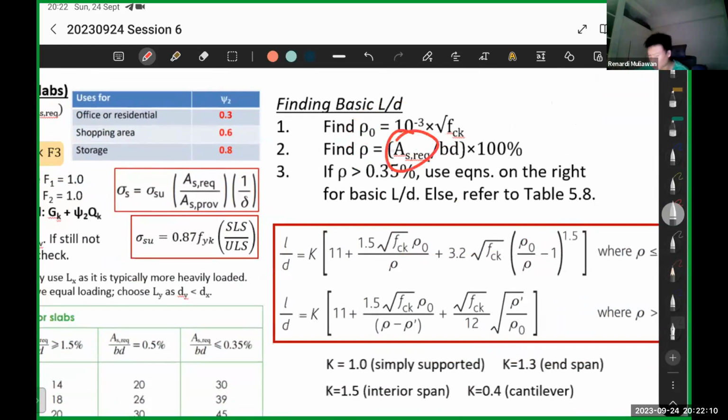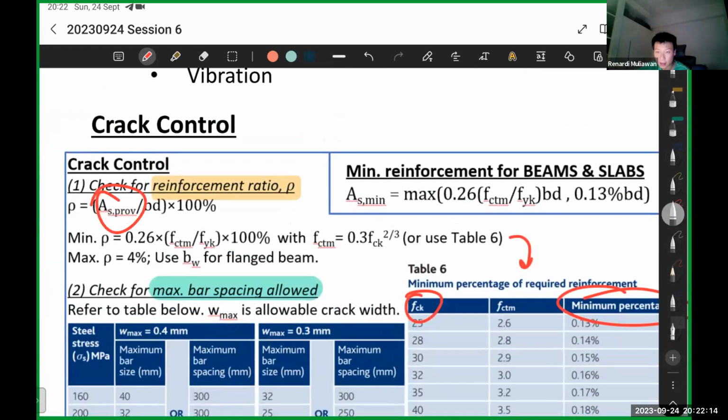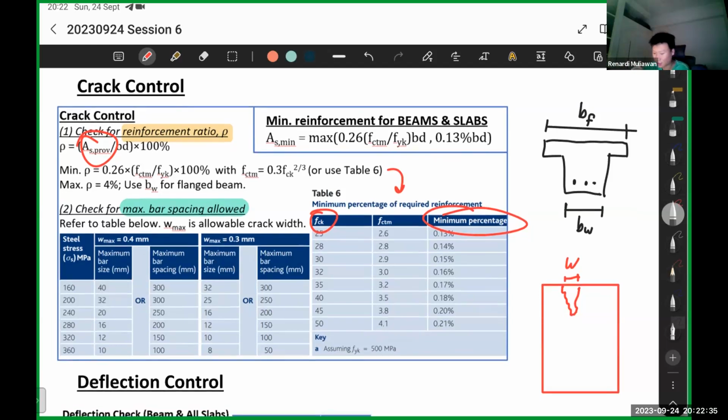But the difference is this one uses AS required, while the one before uses AS provided. If you remember the difference, AS required is basically, let's say you do some calculations, the bending calculations, then you will get one number. So that's AS required. And then from the table, you will pick some steel area, that's AS provided. So this is just some recap. What's the difference between AS required and AS provided?